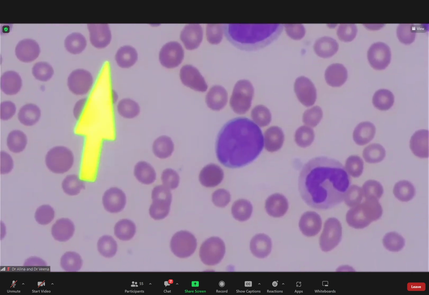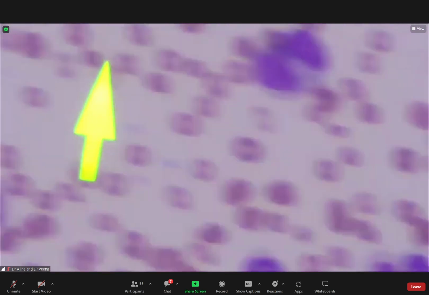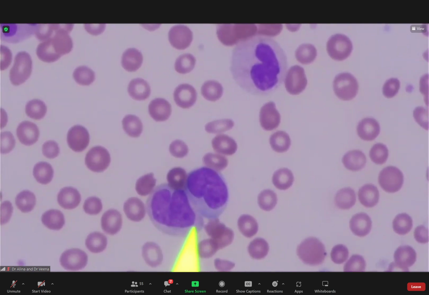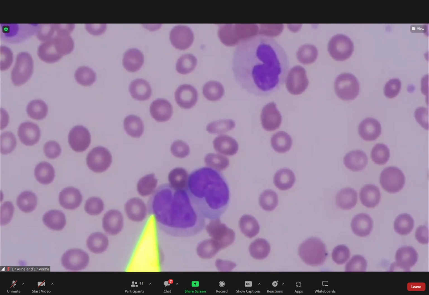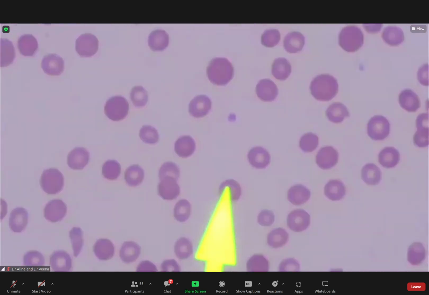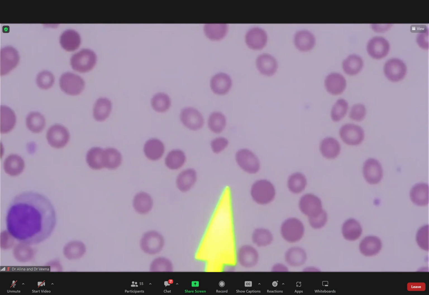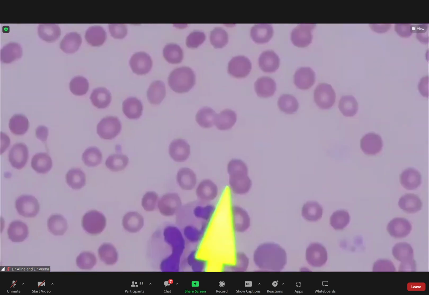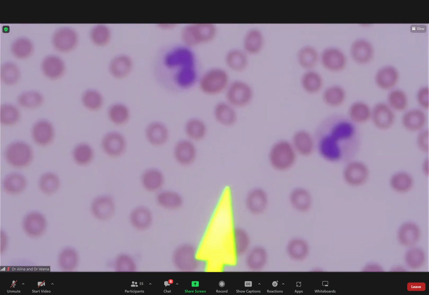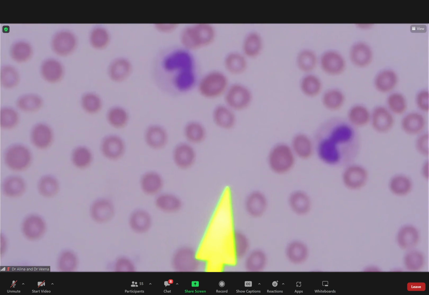Okay, that's a blast, that's a neutrophil. But you have a lot of these cells like this. What are these cells? These are monocytes, right? Okay, so you have a mixture of monocytes, dysplastic neutrophils, not a lot of blasts. I mean blasts, but not more than 20%. What are we thinking? CMML, right? Which is an MDS/MPN.